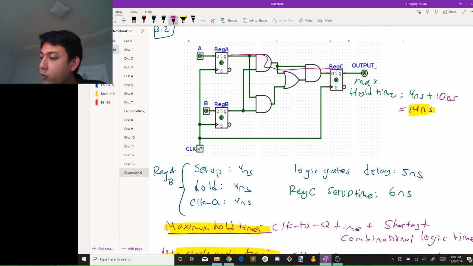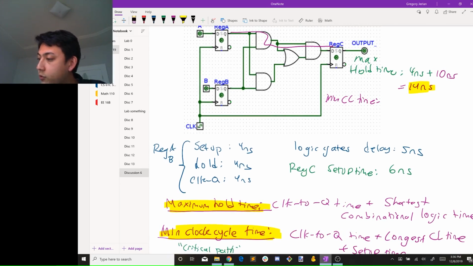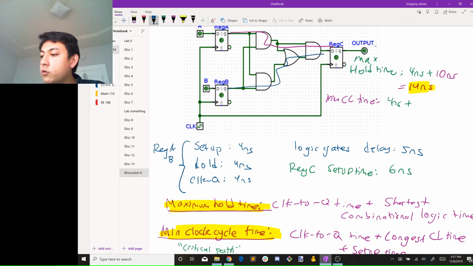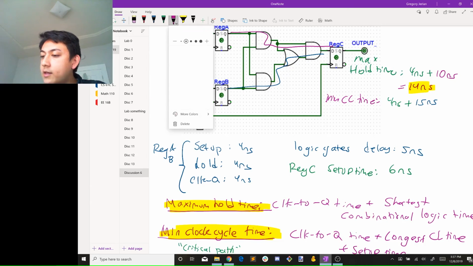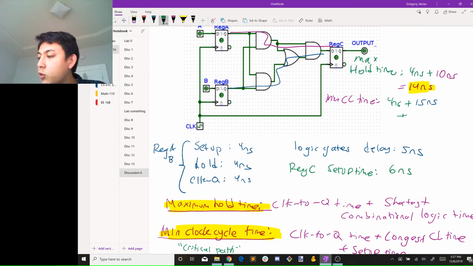Now, what about our critical path, or our min clock cycle time? Our min clock cycle time is the clock to queue time once again, so it's 4 nanoseconds plus the longest combinational logic time plus the setup time. So what's the longest combinational logic time? It's 15, it's the other ones we found. There's plenty of them, you could also do the other one I found. So that's 15 nanoseconds, and we're also going to have to add a setup time, and we know that register C's setup time is 6 nanoseconds.